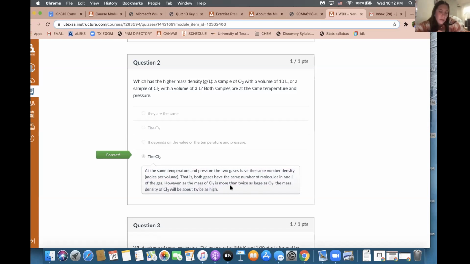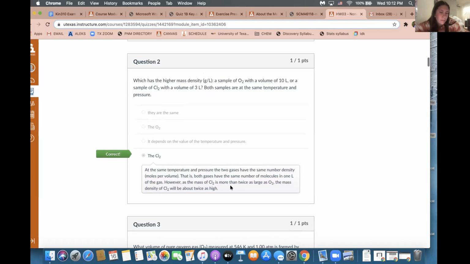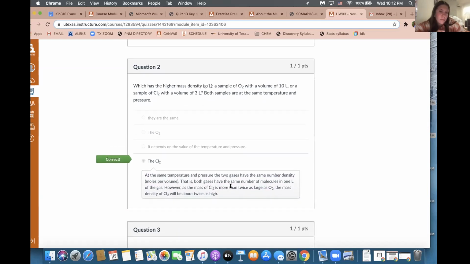Sometimes it doesn't give you everything. It gives you something arbitrary here, like same temperature, same pressure, so that you can cancel those, right? Once you cancel that, it's good to write it down. Once you have m1 equals V1 over R, and m2 equals V2 over R, then you plug that back in.